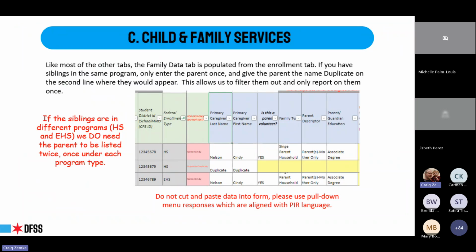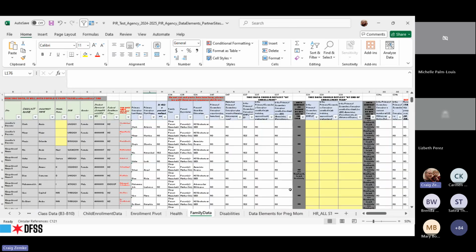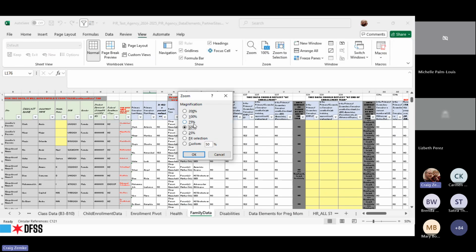Okay, so family services. Again, the lines are created from the enrollment tab of the PIR, so you don't put the parents in automatically. Instead, we're pre-populating them. So the question that you get here then, this is so tiny.